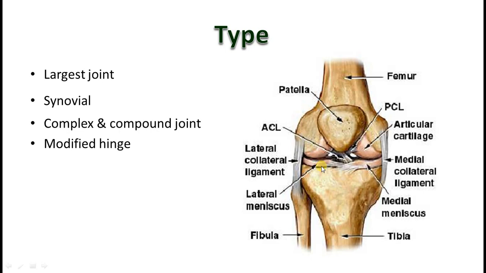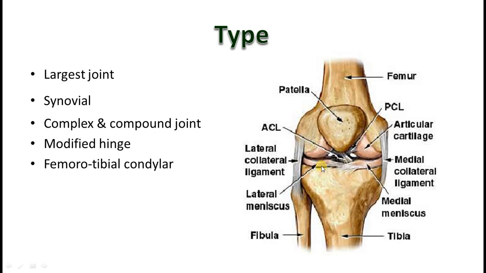The second reason why it is called a modified hinge joint is because apart from flexion and extension, there is also conjunct rotation taking place. Conjunct means associated rotation taking place around a vertical axis. That means rotation in another axis. Usually a hinge joint has only one axis, but here around a vertical axis, some amount of rotation actually takes place. That is why it is also called a modified hinge joint.